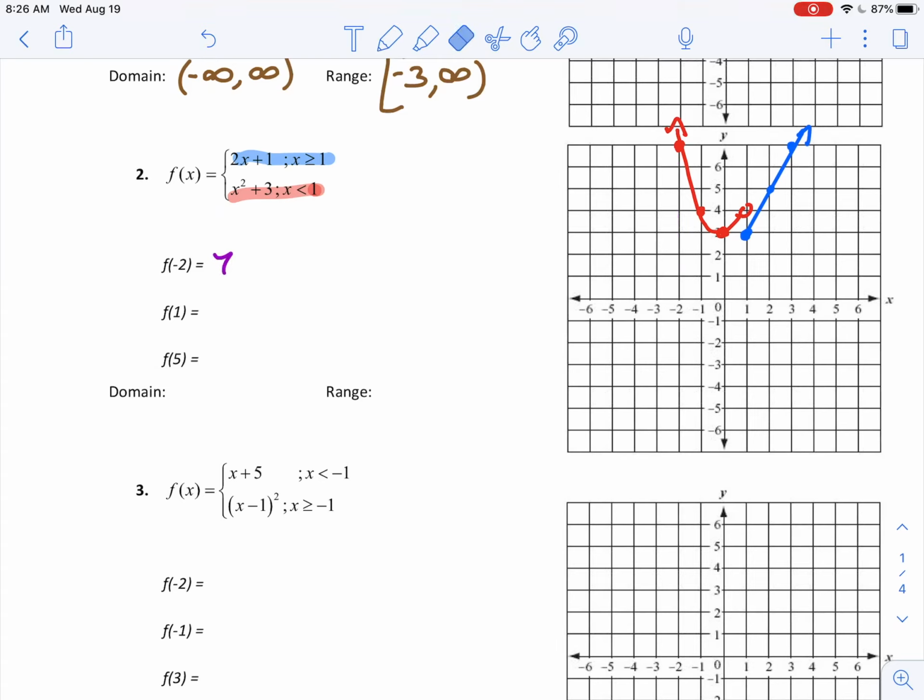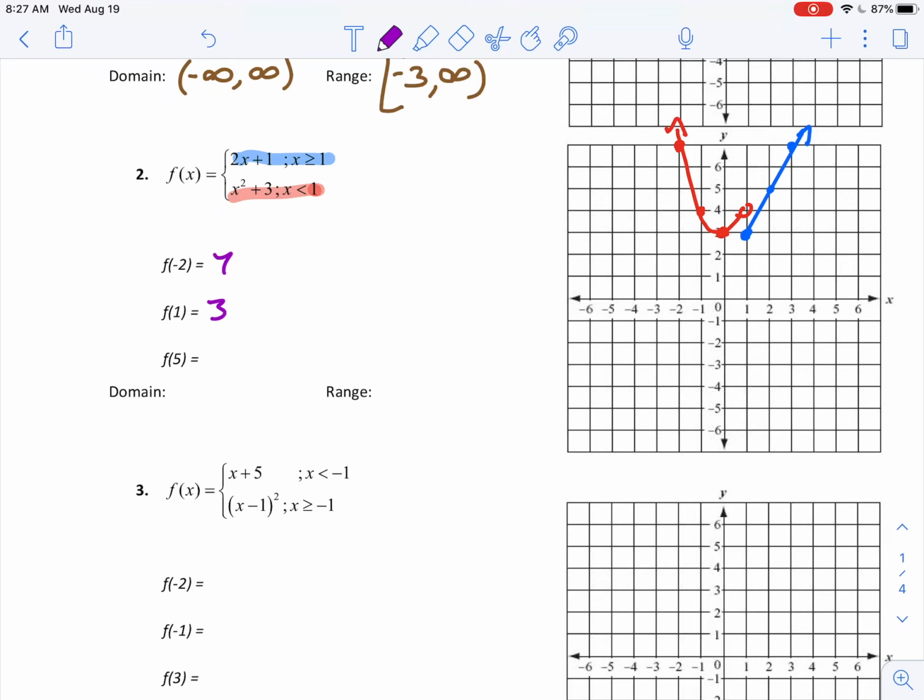F of 1. Aha, now here at x equals 1, I have both parts of my graph. However, the blue graph has the filled in or solid point, and the red graph has the open or hollow point. So I'm going to choose the solid point, which has a y coordinate of 3.